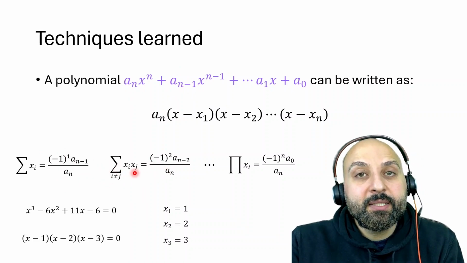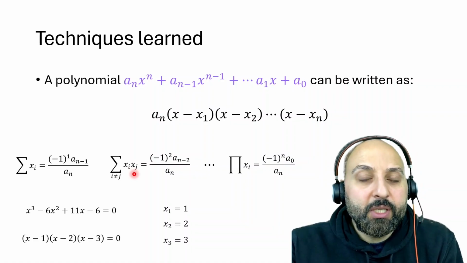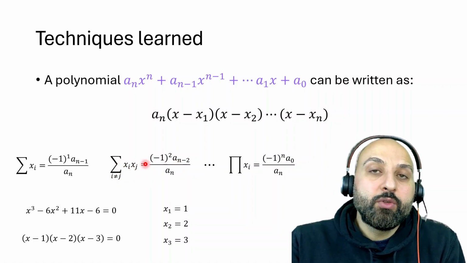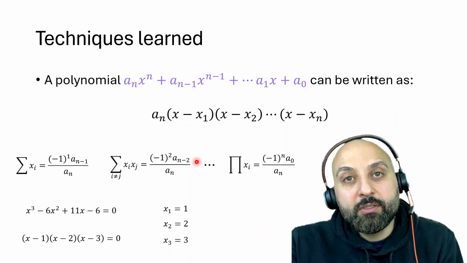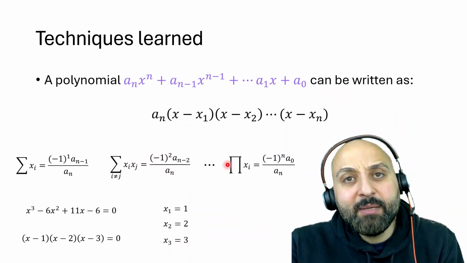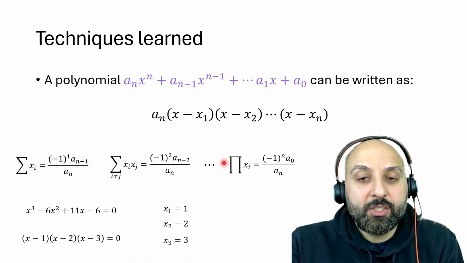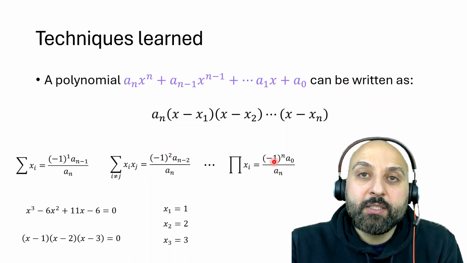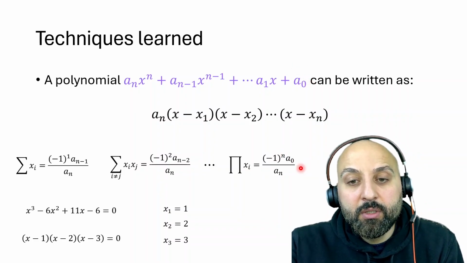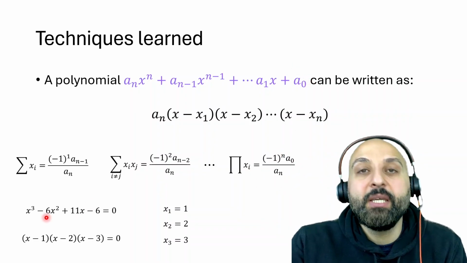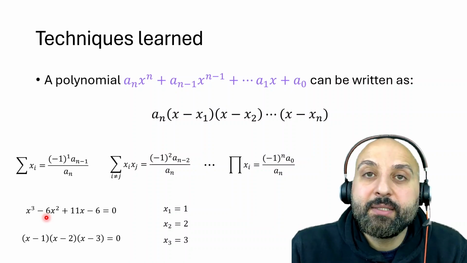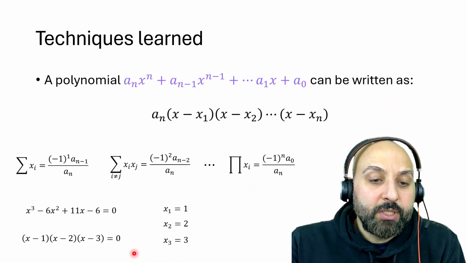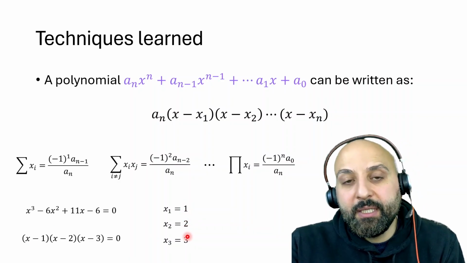If we sum xi times xj, where i is not equal to j, over all i and j, this one would be equal to (minus 1)^2 times a_(n-2) divided by a_n. And the same for the other multiplications. Eventually, the last one is the multiplication of all roots, which will be equal to (minus 1)^n times a0 divided by a_n. For example, here I have an example, x³ minus 6x² plus 11x minus 6. This one can be decomposed in this format, so the roots are 1, 2, and 3.